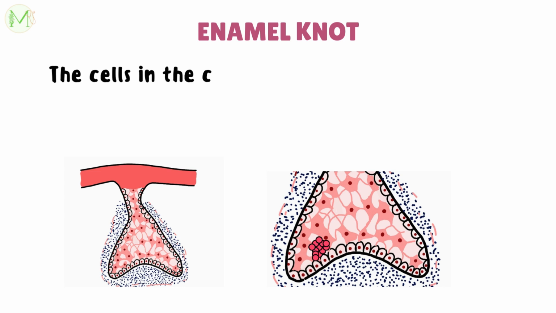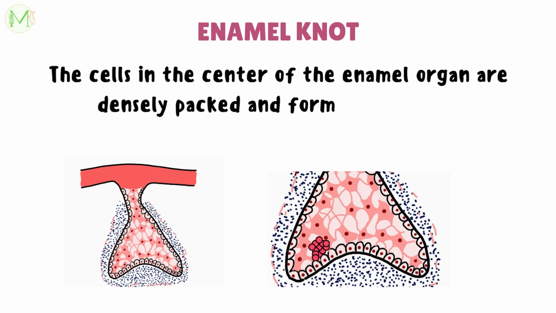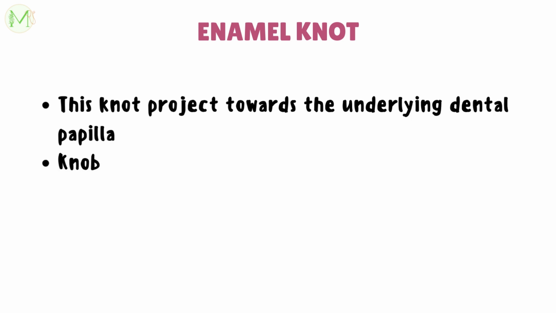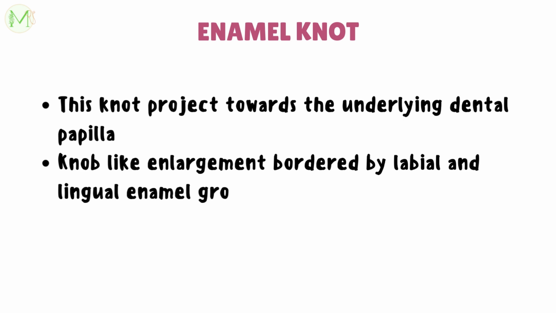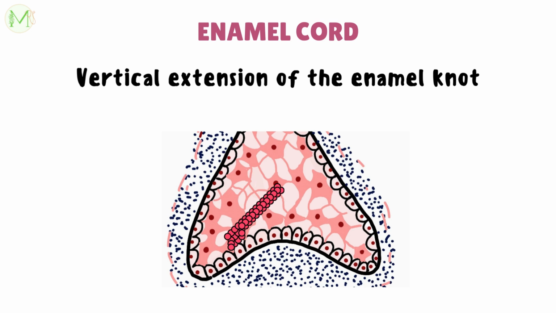The cells in the center of the enamel organ are densely packed and they form the enamel knot. This knot projects in part towards the underlying dental papilla, so that the center of the epithelial invagination shows a slightly knob-like enlargement. This knob-like enlargement is bordered by labial and lingual enamel grooves. And this enamel knot gives out a vertical extension, and that is called the enamel cord.